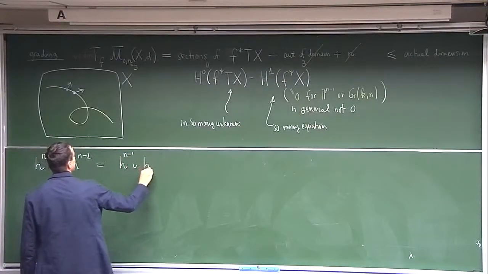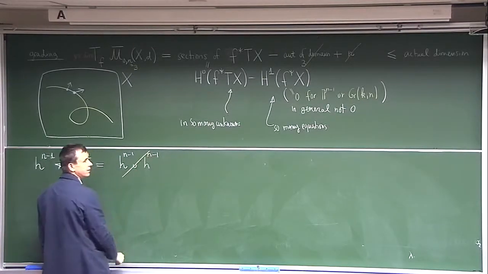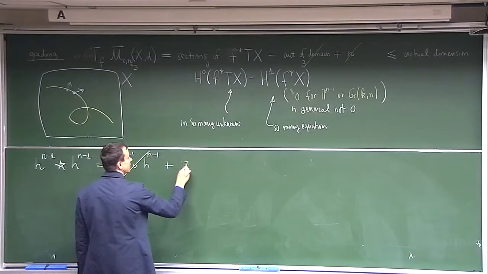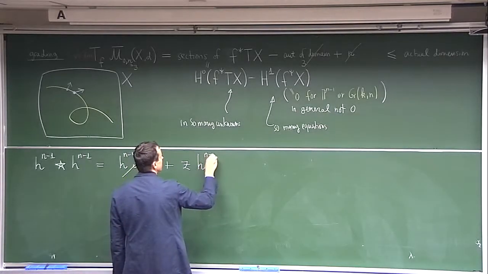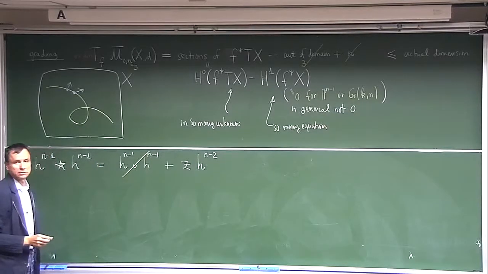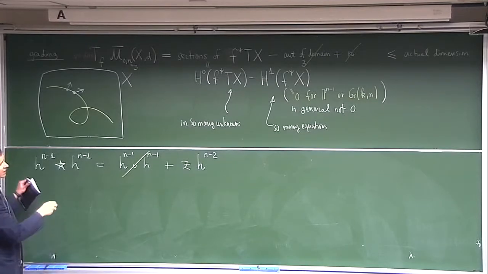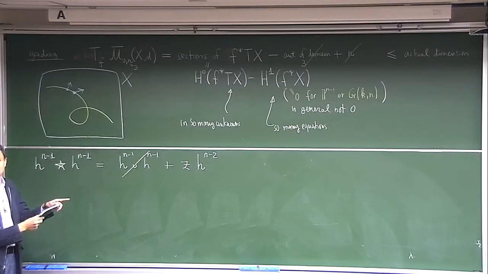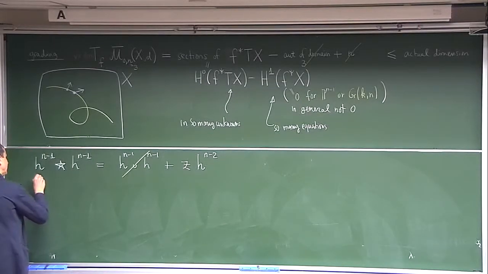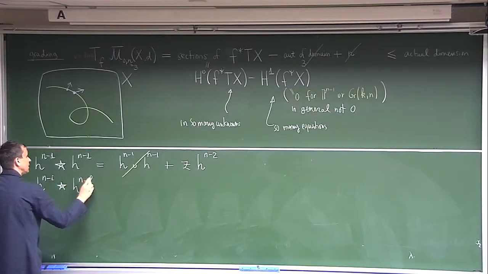So the cup product, that is zero, of course, plus q times the class of a line, which is H^(n minus 2). You have to take the quantum class of a point, you get the line. So this is the right equation. And in general, if I take H^(n minus i) star H^(n minus j).